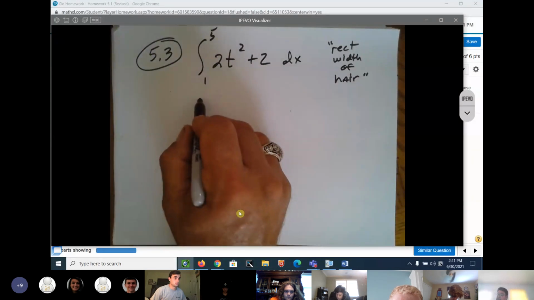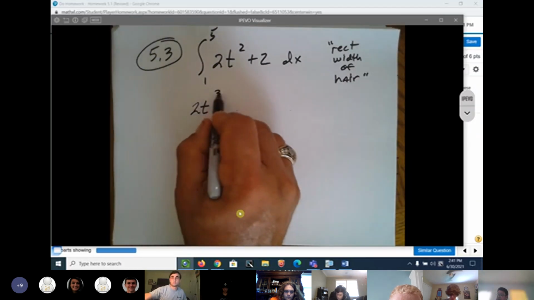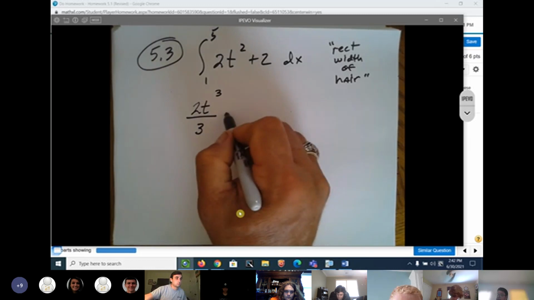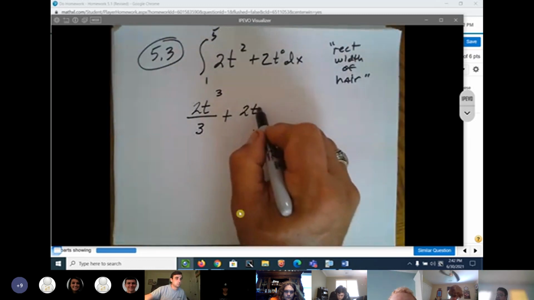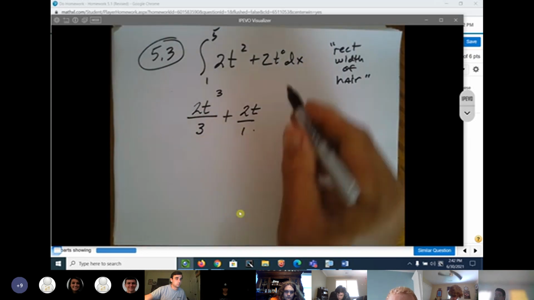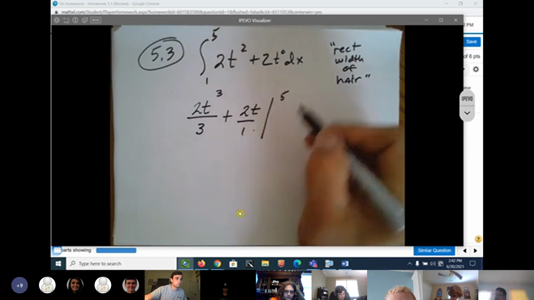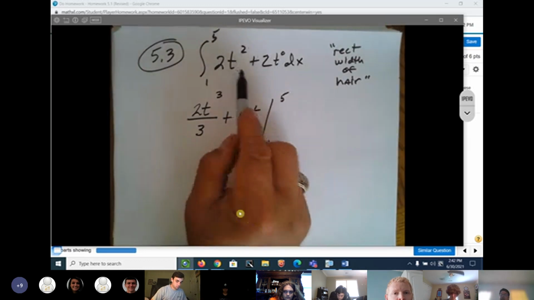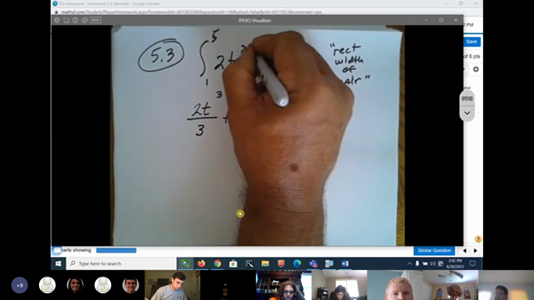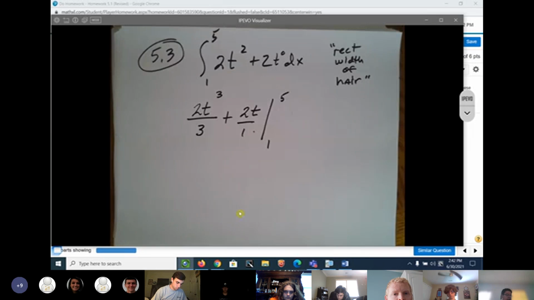So that'd be 2t to the third over 3 plus 2t over 1, evaluated at 5 and 1. Okay, I just took the antiderivative. I just took the antiderivative of this function. I added a 1 here. Let me do this in green.